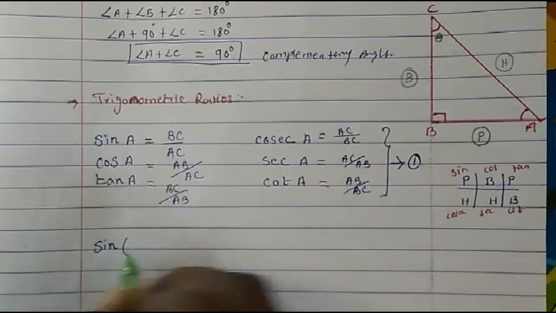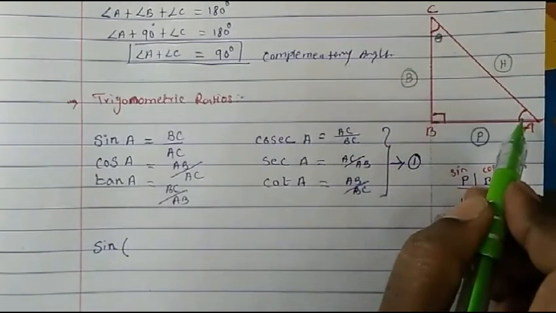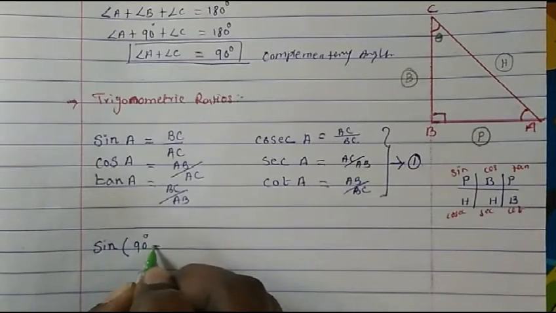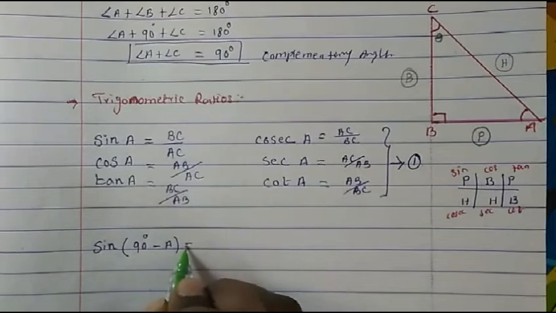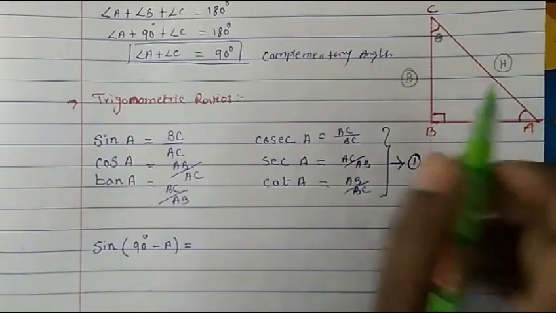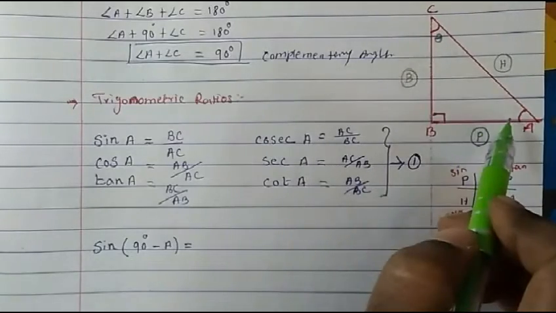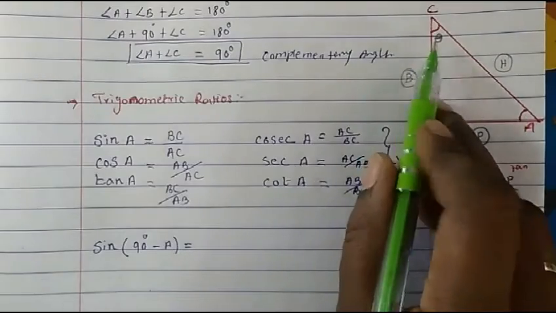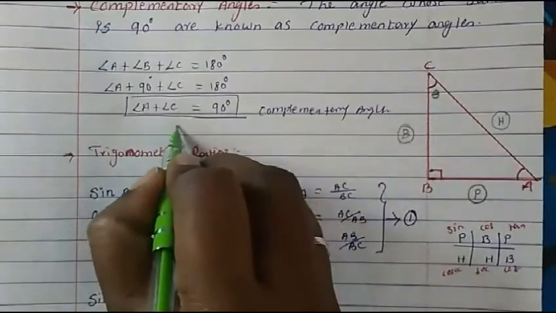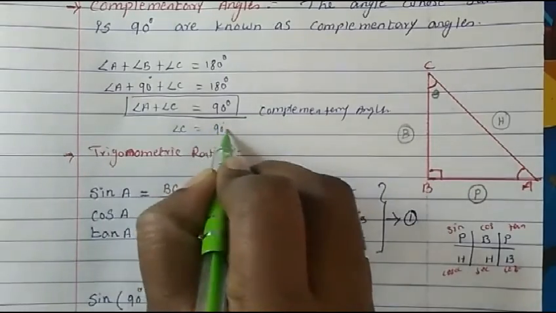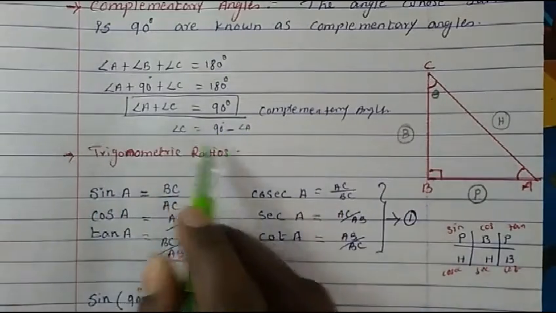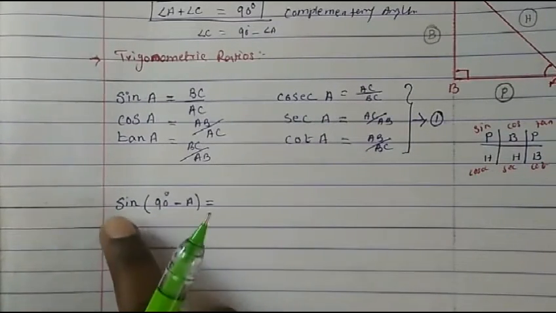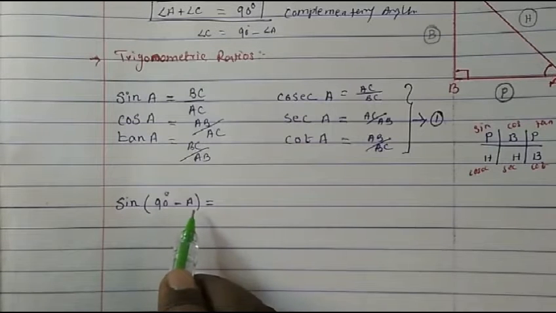Instead of writing C, can I write 90 degrees minus A? Because we know that the sum of both the angles is 90 degrees, so if I want to know the value of C, from 90 I have to minus A, then I'll get the value of C. So if I keep my theta as C, instead of writing sine C, I also can write sine 90 minus A.